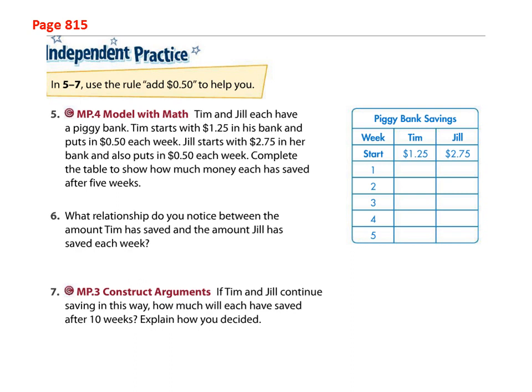Stop the video and try to add 0.50 each time and complete this table. Stop the video if you want and come back to check your answers. Yes, now check your answers. For Tim, we must add 1.25 plus 5/10 or 50/100. Of course, it's the same. So just add 5 tenths.